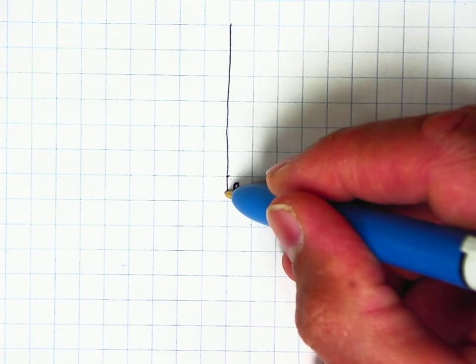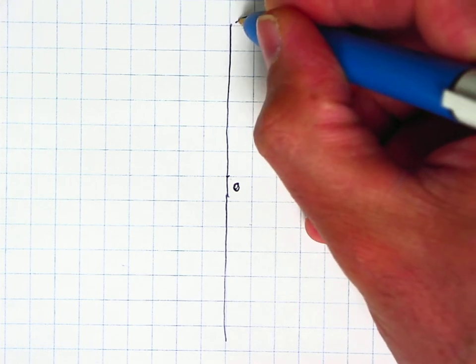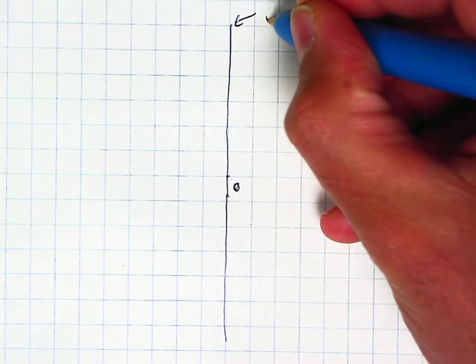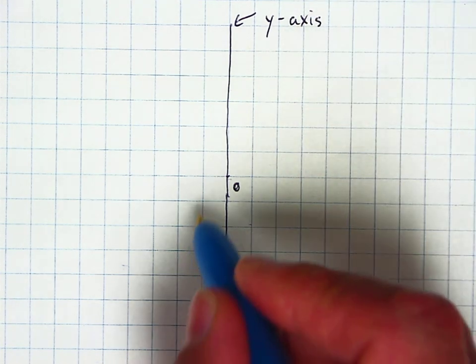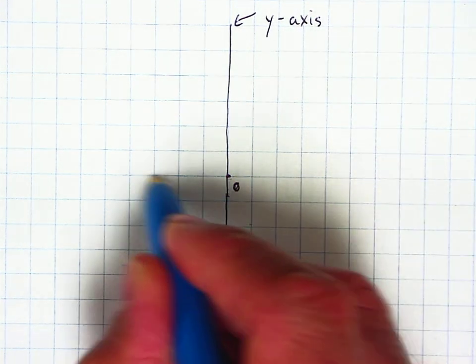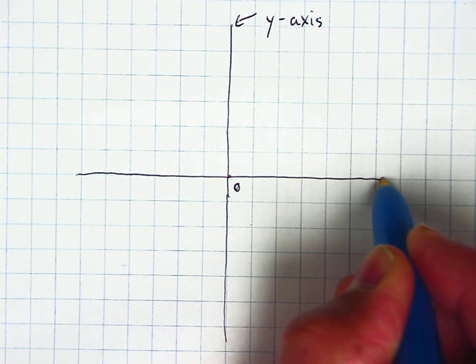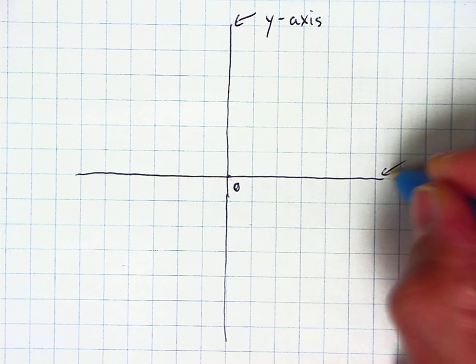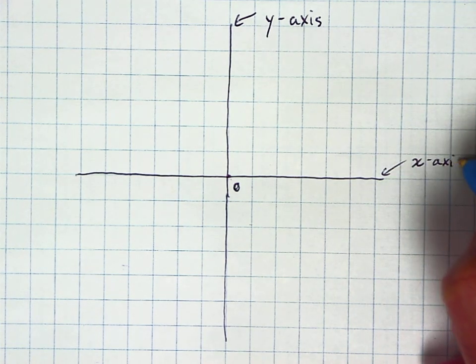draw the y-axis and just label that y-axis, and this will be my x-axis here. Okay, x-axis.